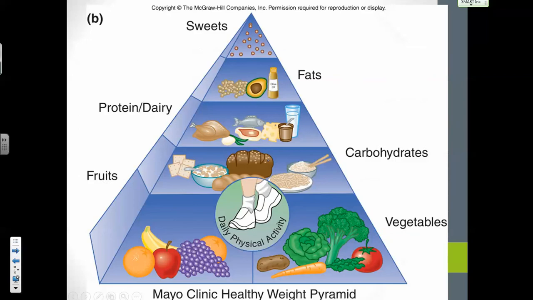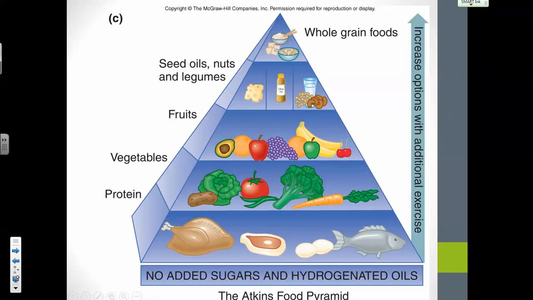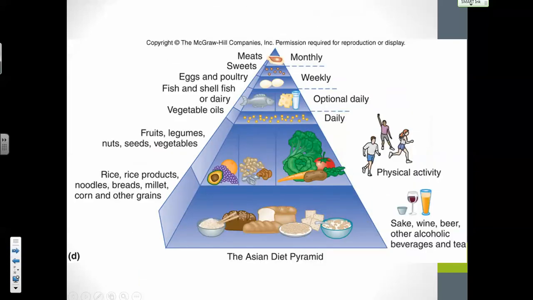All right. And then here are some other food pyramids. Here's one that a few years back the Mayo Clinic put out, and they put fruits and vegetables at the bottom. Again, it's got the activity in it. And then this is the famous Atkins. They put the meats, the proteins at the bottom. You know, very little, if any, whole grains are at the top on that one. And then the Asian diet.